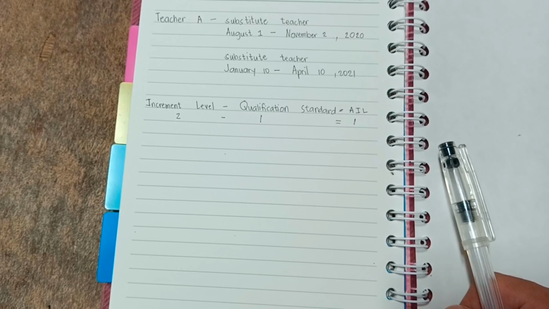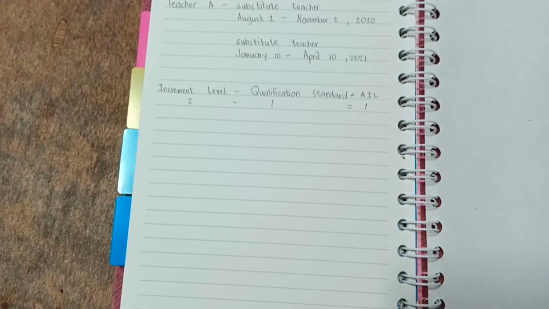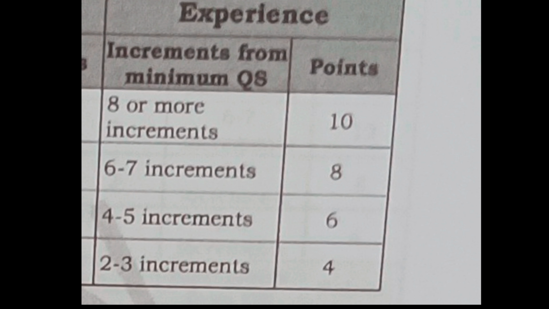Now, we will refer to the weight allocation table. This is now the weight allocation table. So let's take a look at this. For 2 to 3 increments, that's 4 points. 4 to 5 increments, that's 6 points. 6 to 7 increments, that's 8 points. And 8 or more increments, that's 10 points.